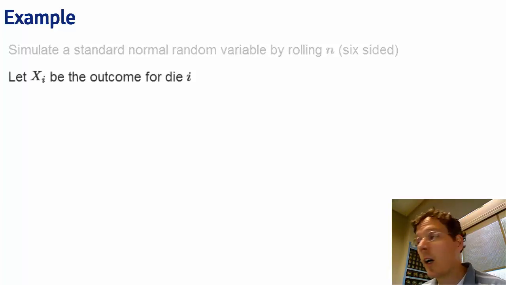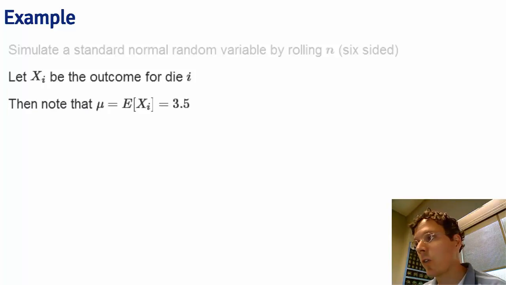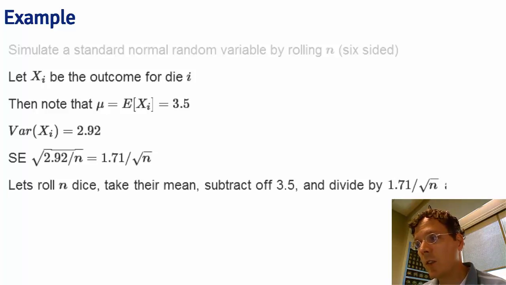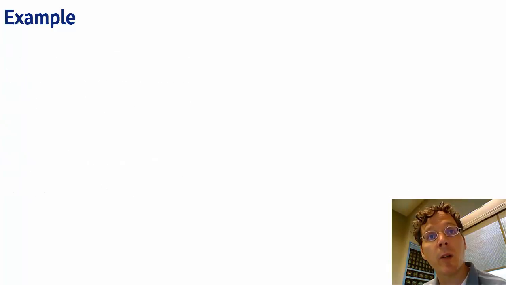So let's let xi be the outcome for die i, and remember that the mean of the distribution of die rolls is 3.5 and that its variance is 2.92. So the standard error of the mean is square root 2.92 over n. Let's roll n dice, take their mean, subtract off 3.5, and divide by 1.71 over square root n. And repeat this over and over again. If the central limit theorem is right, this should look exactly like a standard bell curve.